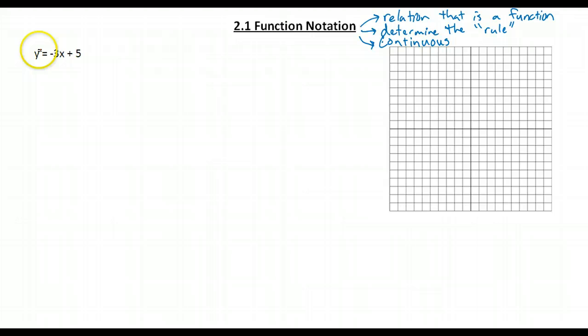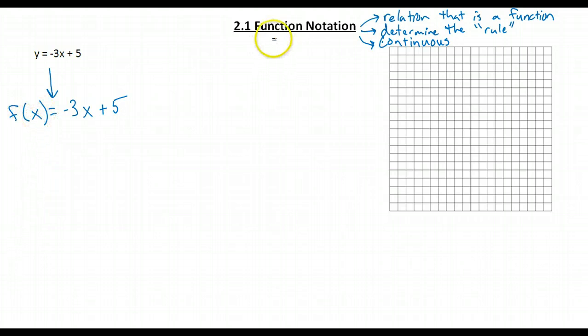If we look at this relation here, my input value is x and my output value is y. For every x, when I do this math, I only get 1 and only 1 y. So this relation is a function. To write it using function notation, I'm going to make one slight change. I'm going to keep my equal sign and my negative 3x and my plus 5, but I'm going to replace y with the notation f parenthesis x.